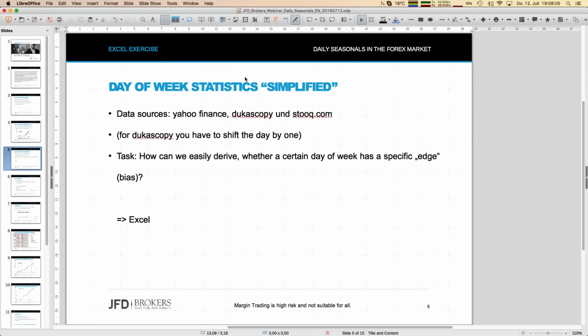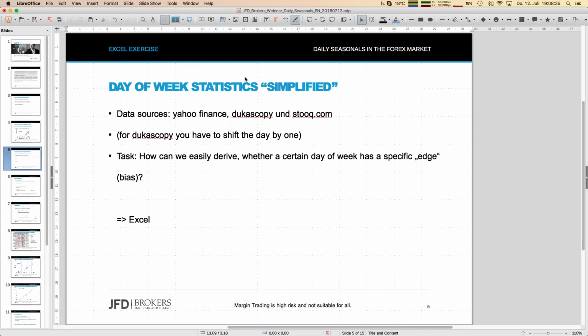I mention three here: Yahoo Finance for daily data, Dukascopy you can use for daily data as well, and for daily you can use that strange name, stooq with a Q, stooq.com, as a data source for daily charts or daily historical prices.